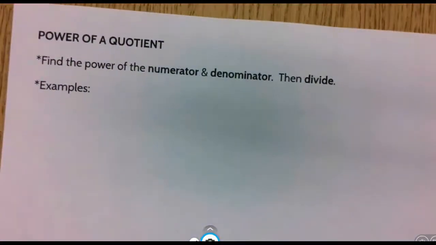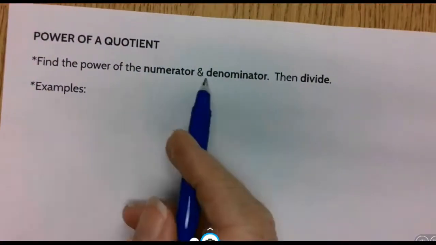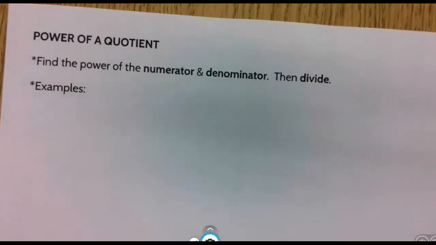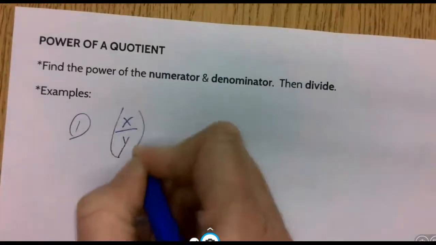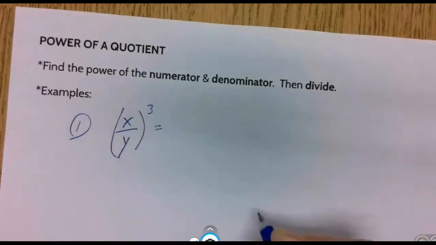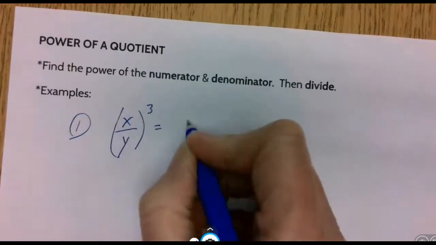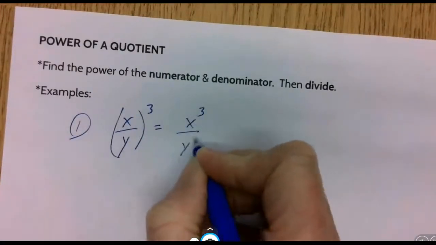Last part, power of a quotient. This is very similar to what we were just doing. We're just going to take everything to its power. So it pretty much is the same. So for instance, look at this. If I have x over y, all of it to the third power, I'm just going to take every factor to that power. So x to the third over y to the third.